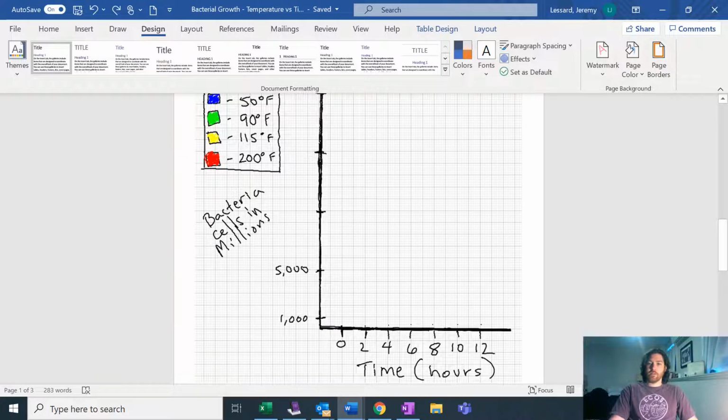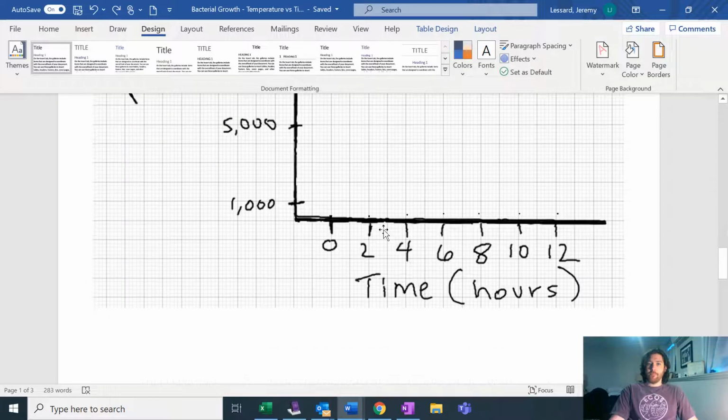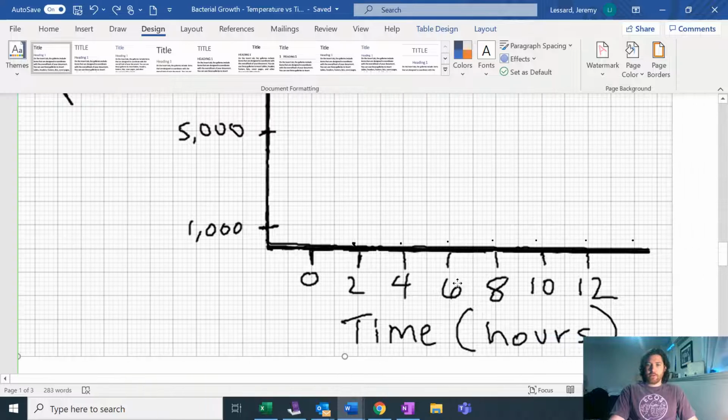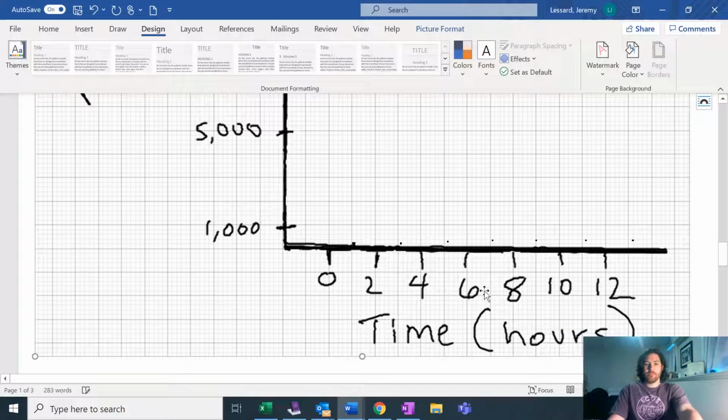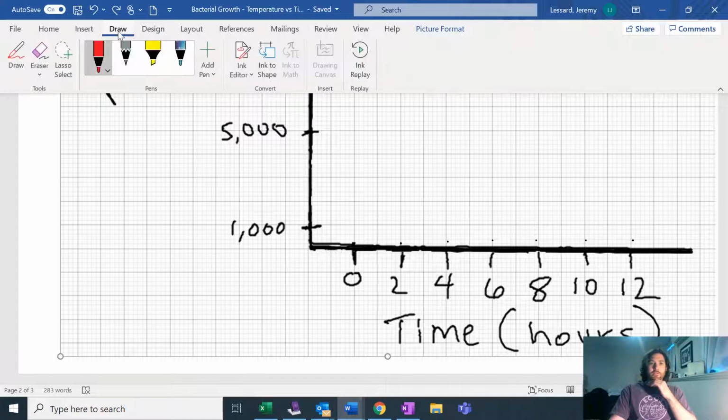It's hard to see, so I'm going to go ahead and zoom in for you. But here are the dots. And I'll show you how I made them with the draw function.